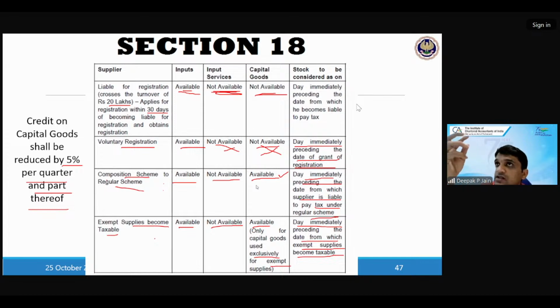So if I've purchased anything, now we are in 2024, I have purchased some asset in January 2023. That time I was under composition scheme. Now I'm getting converted to regular scheme. So if the value of the GST on that capital goods was 1 lakh, how much credit can I claim now?